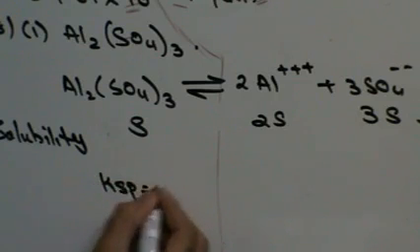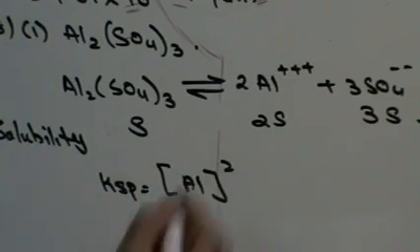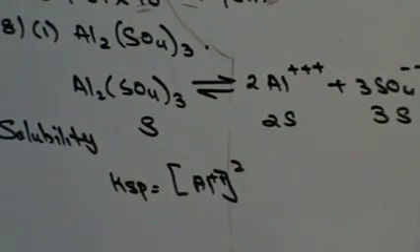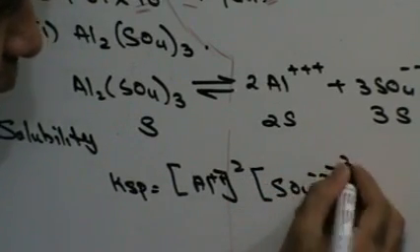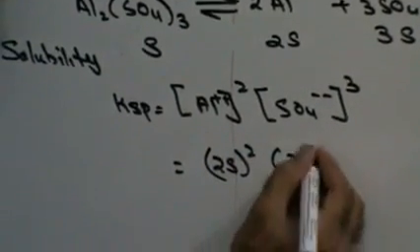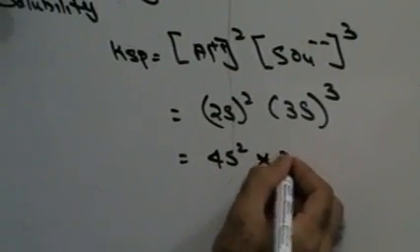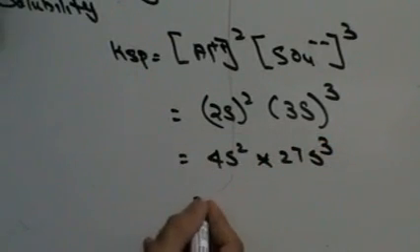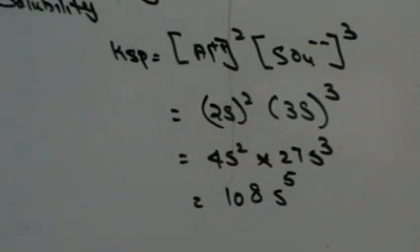Ksp is nothing but the concentration of aluminium ions, the whole square, plus because there are 2 of them, the concentration of sulfate ions, the whole cube. So this is going to be 2S the whole square into 3S the whole cube. This is 4S squared into 27S cubed. So the solubility product of the salt Al2(SO4)3 will be 108S^5.